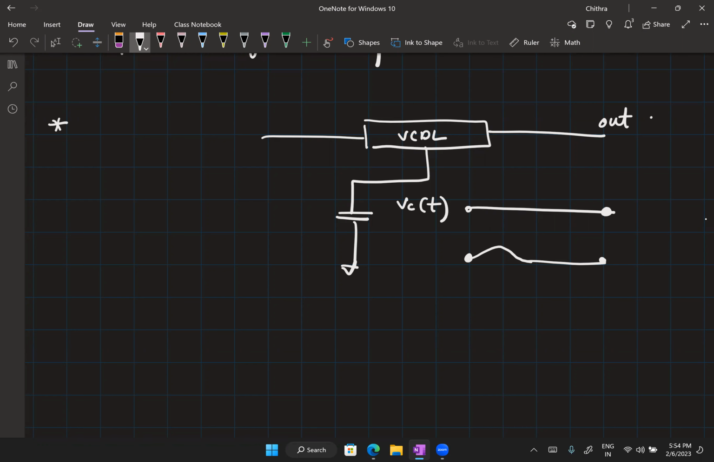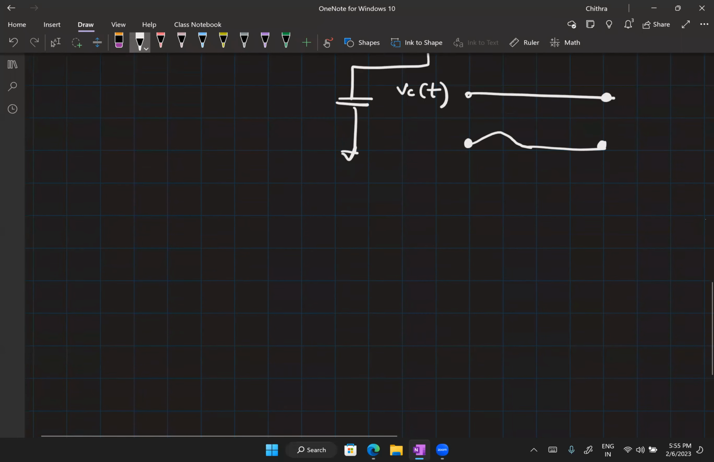So let me give you a counter argument. You're saying that the TRF is going to vary, right? But we already said that this is steady state, right? So if you look from one period to the next, we know that the VC is the same. So TRF also has to be the same, right? Otherwise it is not steady state. Rising and falling edge can be distorted.